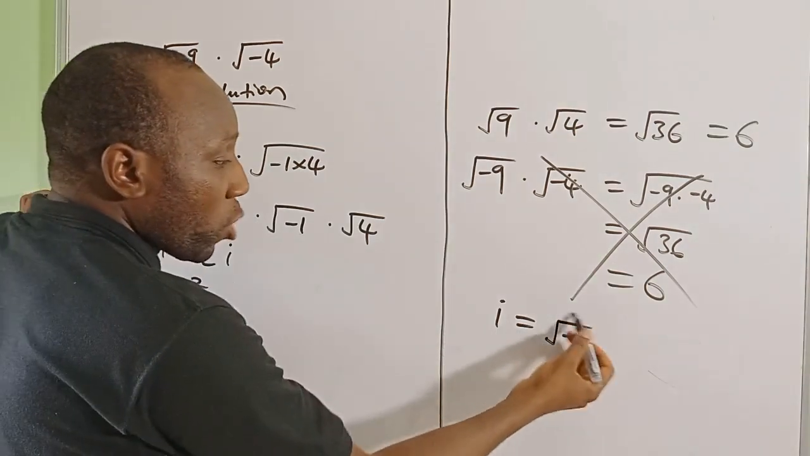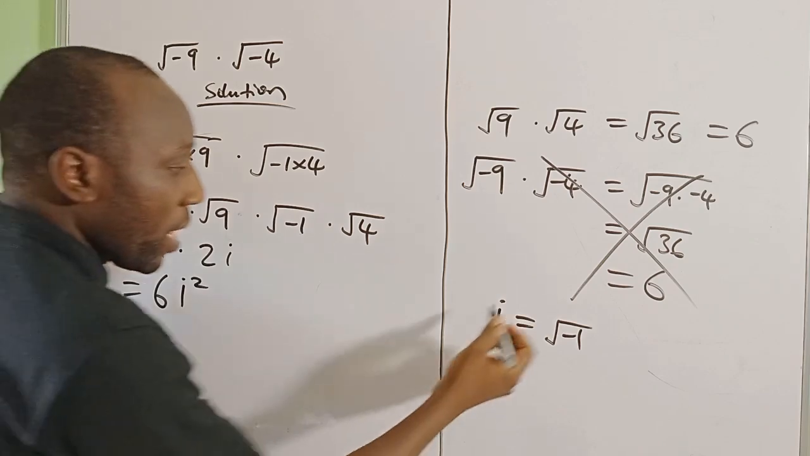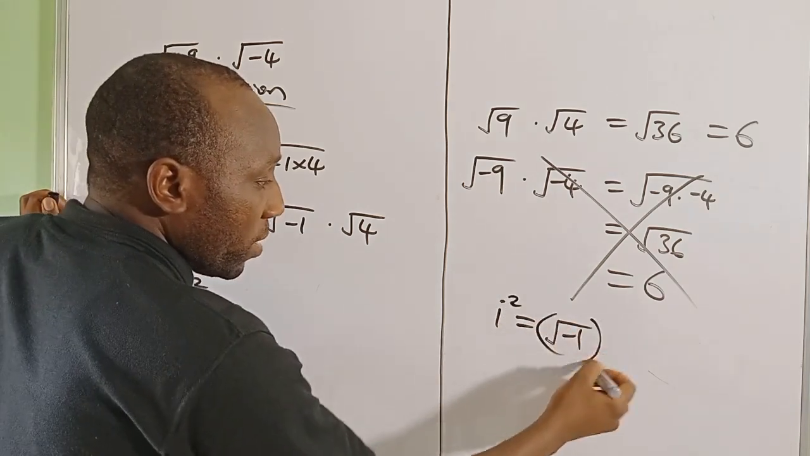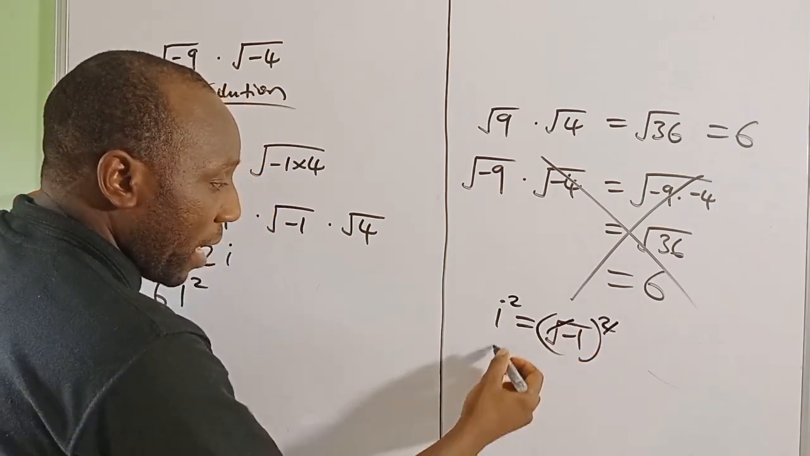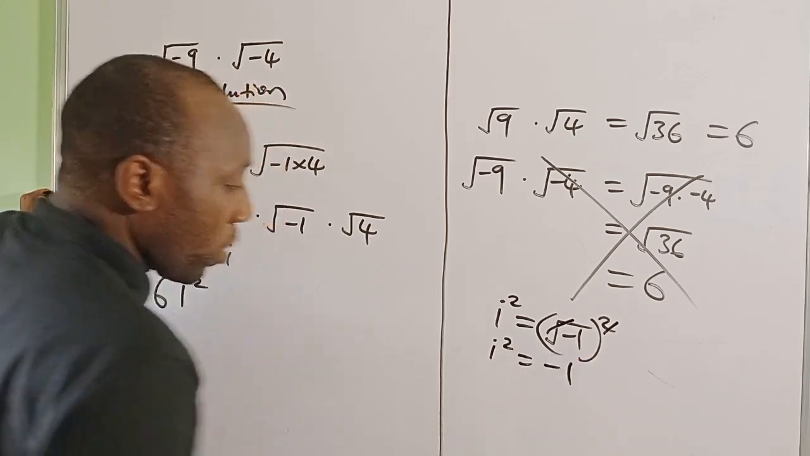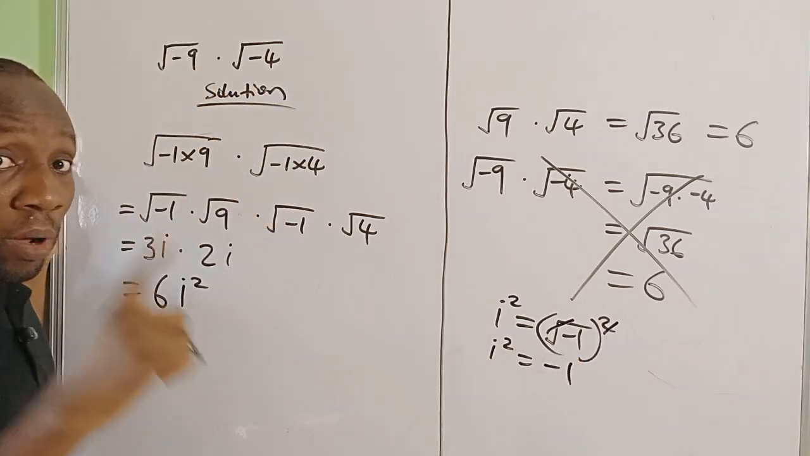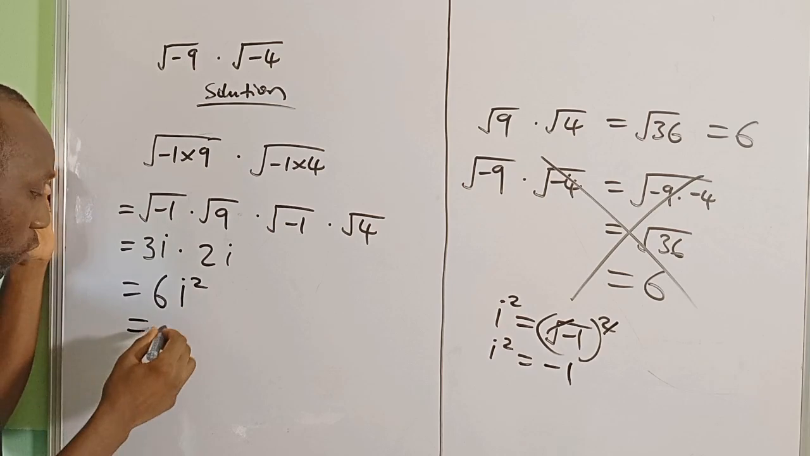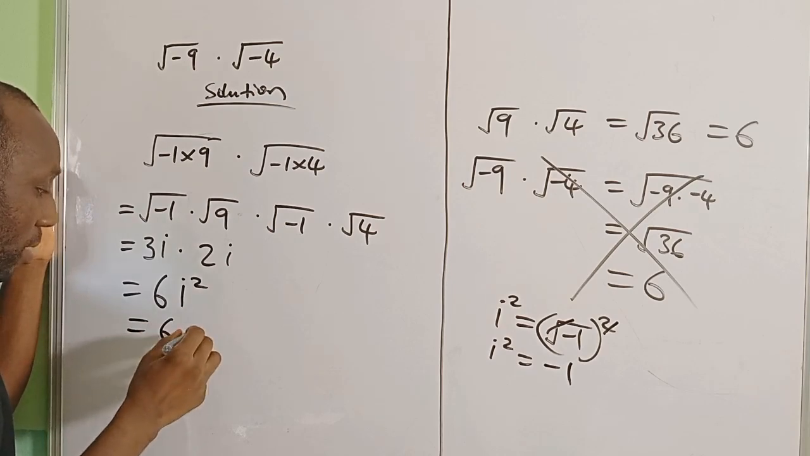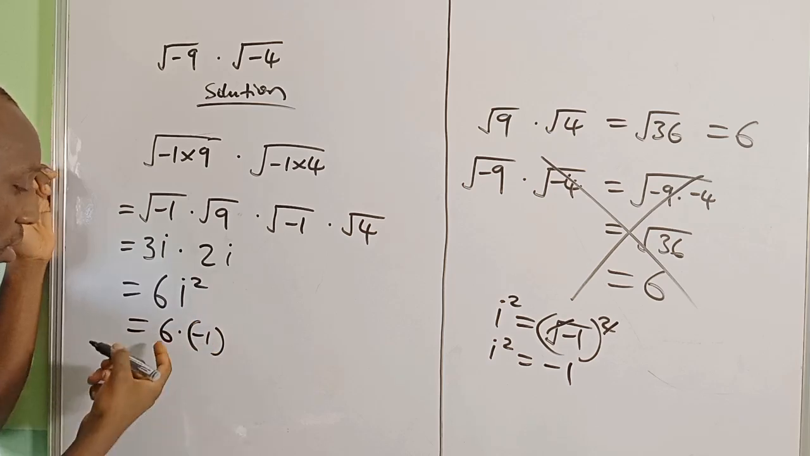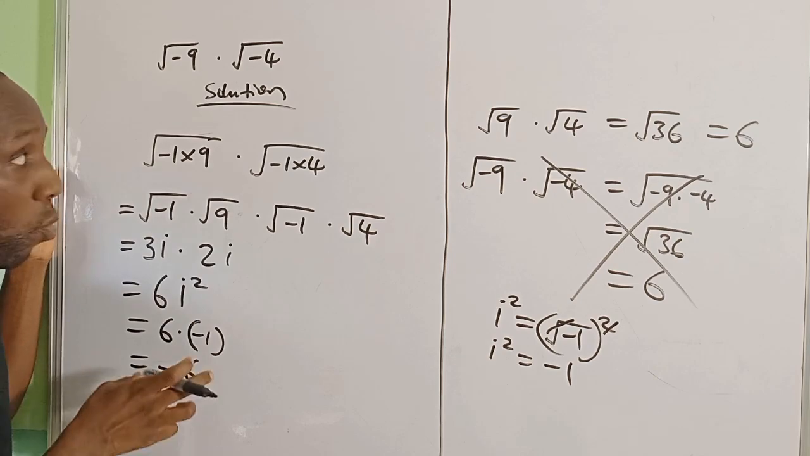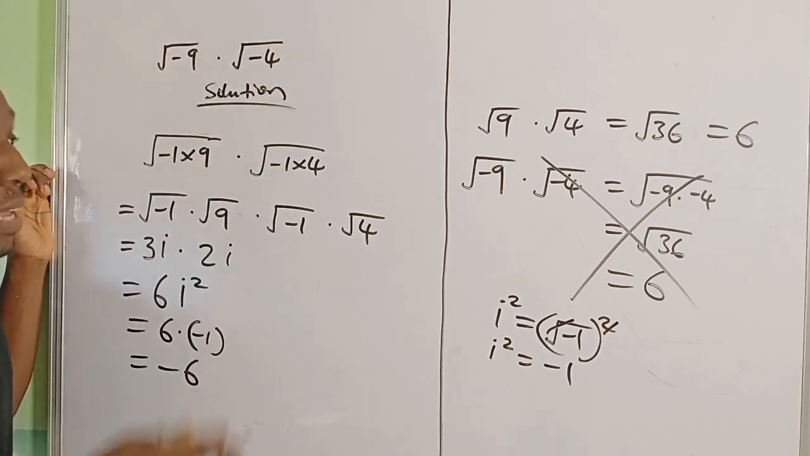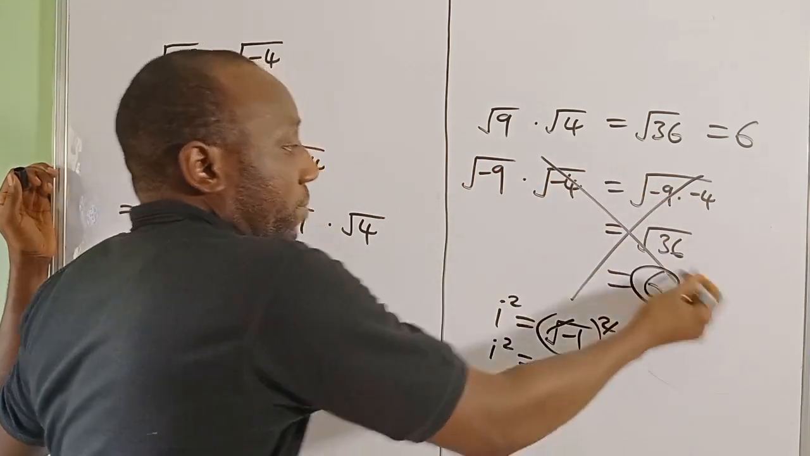If i is equal to the square root of minus 1, what about i squared? So let's square this and also square this, and let's see what that gives us. Square will now cancel the square root, and i squared is equal to what? Minus 1. So I'm going to replace i squared with negative 1. So this is equal to 6 times minus 1. And what is 6 times minus 1? It's minus 6. So this is the result you get when you evaluate this, and not 6.